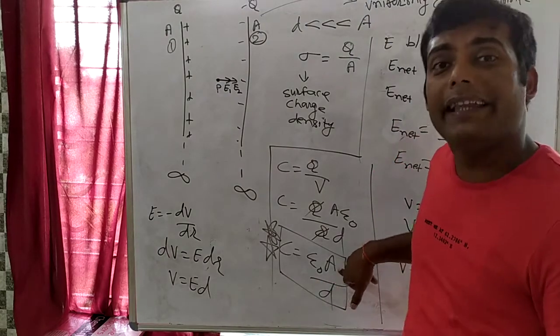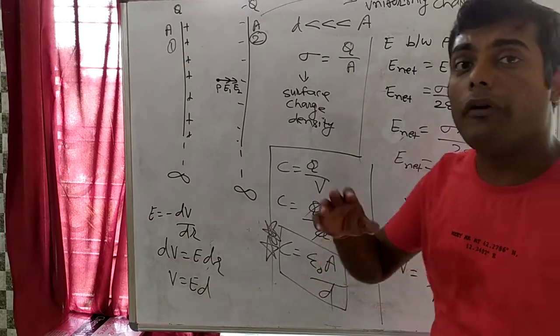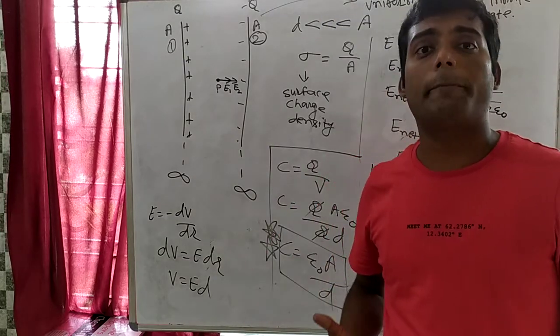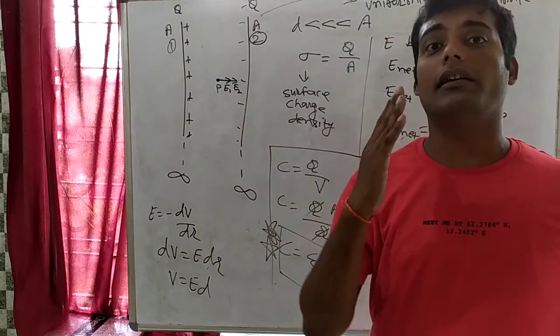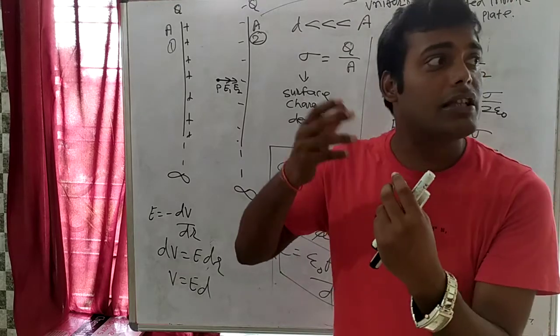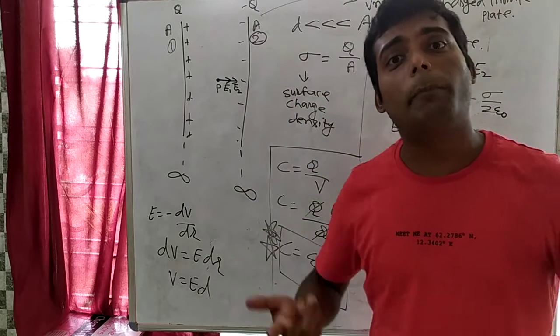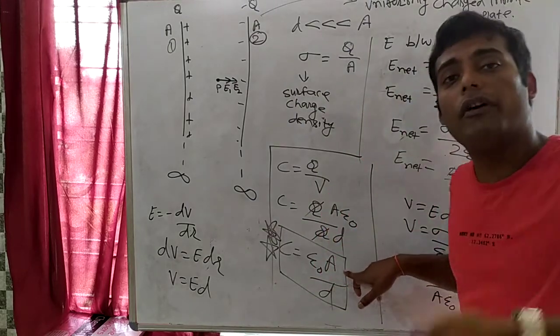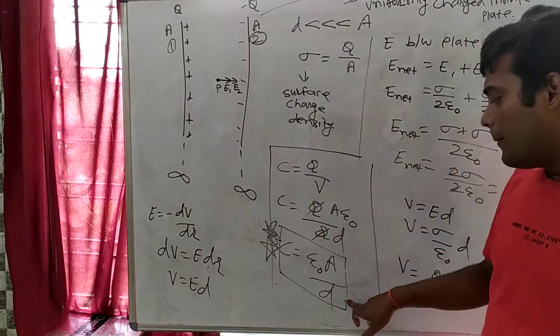A is what? Area of the plate of the capacitor. So once we manufacture any capacitor, the plate area will be fixed. Do we open the capacitor every day and change the area of the plate? No, the area of the plate of the capacitor is fixed. Once we manufacture it, the area becomes constant.